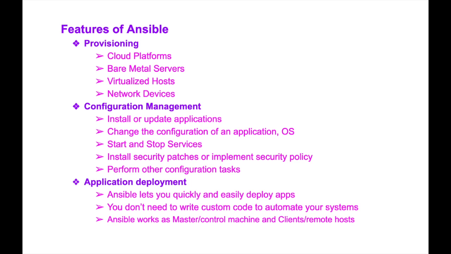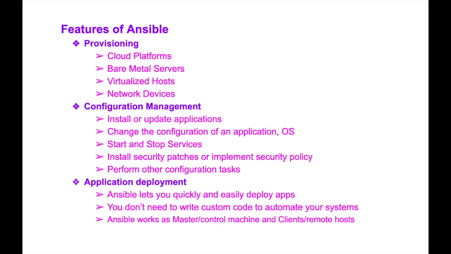Now we are going to look at some of the features of Ansible. You can use Ansible to automate various types of tasks. Provisioning: set up the various servers you need in your infrastructure. With Ansible, you can provision cloud platforms, bare metal servers, virtualized hosts, and network devices. On configuration management, some examples: install or update applications, change the configuration of an application, OS, or device, start and stop services, install security patches or implement a security policy, and perform other configuration tasks.